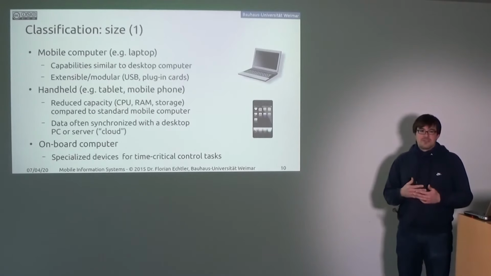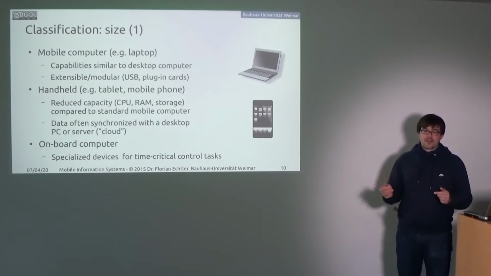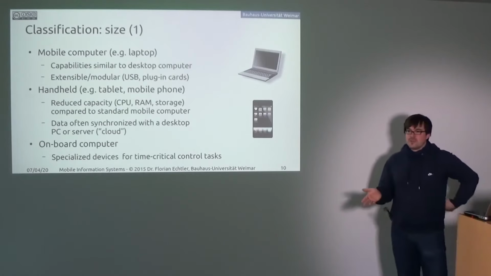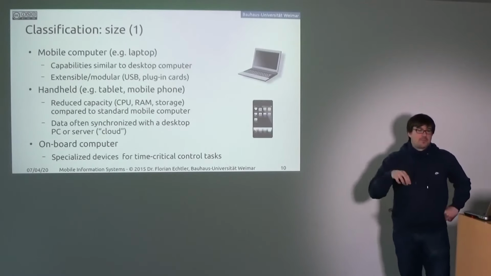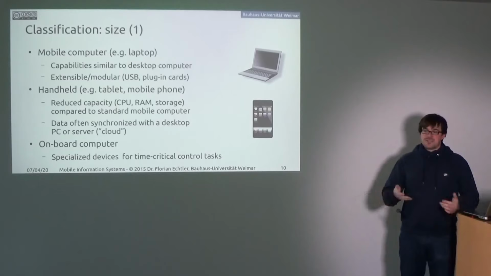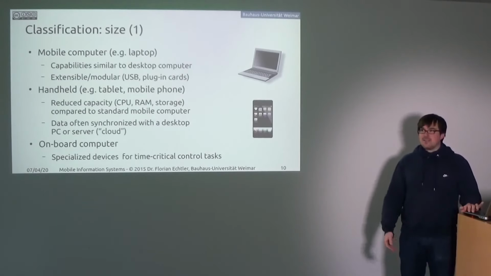Then something that, if we're just looking at size, is usually in the same ballpark as a tablet or a mobile phone is a so-called onboard computer. This would be something like the engine control unit in a car. So this is still a computer in a more general sense, and it's also a mobile computer, but it's one that's purpose-built for one specific task. For example, controlling the timing of the valves in a combustion engine or so on.